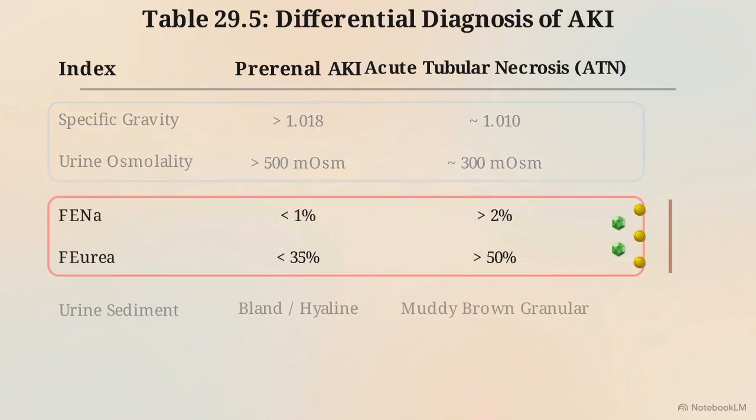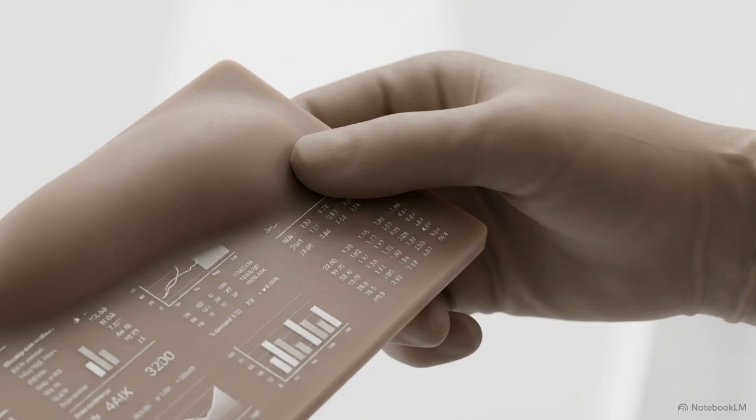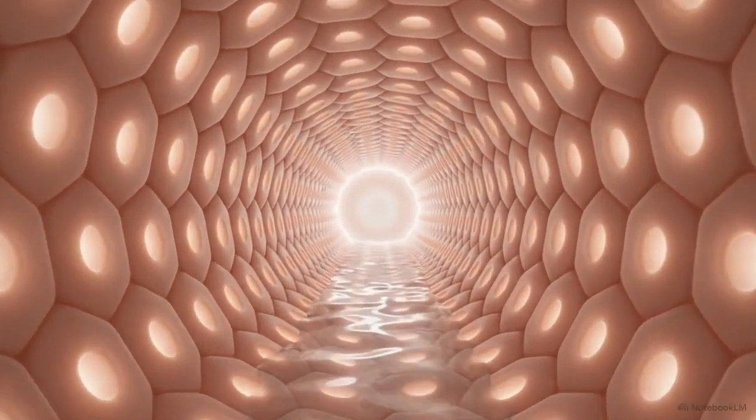Next are the fractional excretions. FeNA and Fe-urea prove that the epithelial pumps are actively retaining vital molecules. Finally, the microscopic sediment. These casts provide physical evidence of either healthy concentration or active cellular necrosis. No single metric from this table can be treated as an absolute diagnostic truth in isolation. Diagnosing acute kidney injury requires synthesizing these functional readouts against the patient's unique pharmacological and vascular reality. By interpreting the raw data through the lens of cellular physiology, the clinician can derive the diagnosis from the physical state of the tubule.